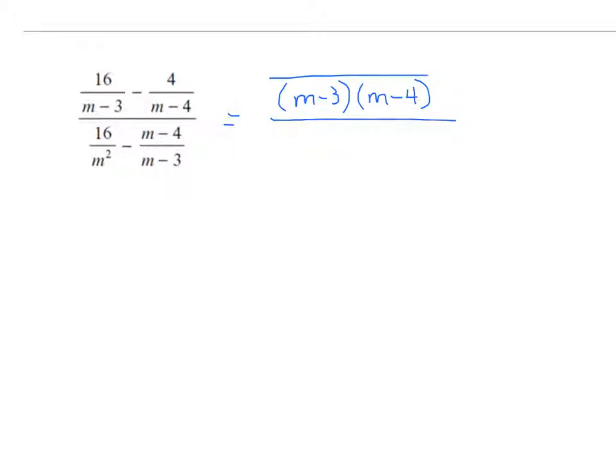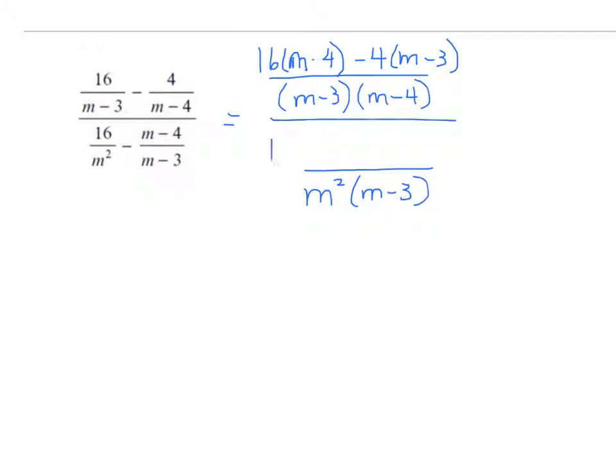Okay, so I would have 16 times m minus 1, m minus 4, minus 4 times m minus 3. That's what I'm going to do on the top. On the bottom, my common denominator is m squared times m minus 3. So up here, I'm going to have 16 times m minus 3, minus m squared times m minus 4.